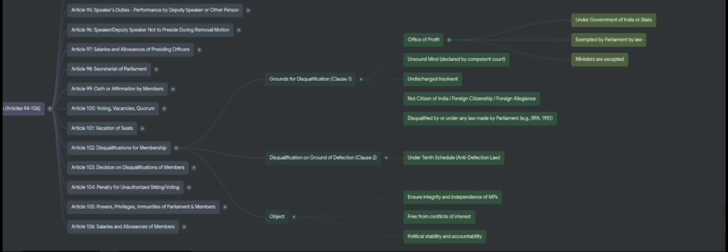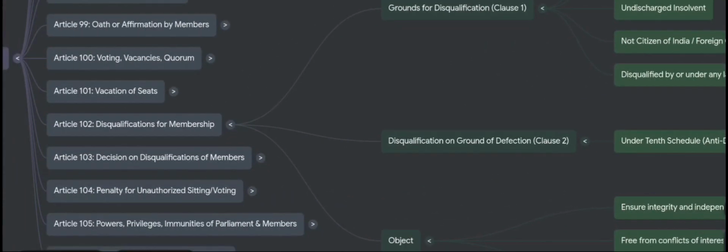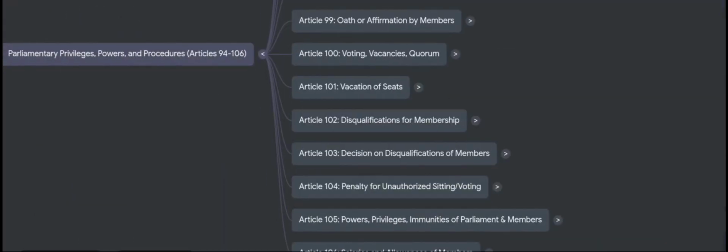So these disqualifications, taken together, are really fundamental to maintaining a legislature that meets certain ethical, legal, and loyalty standards. They define the baseline requirements your representatives must meet, ensuring they serve the nation, not personal gain, conflicting interests, or foreign allegiances. With so many potential grounds for disqualification under Article 102.1, the question naturally arises: who actually decides if a sitting member has become disqualified after their election?